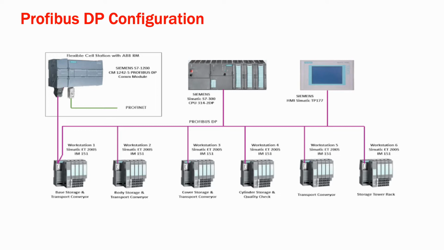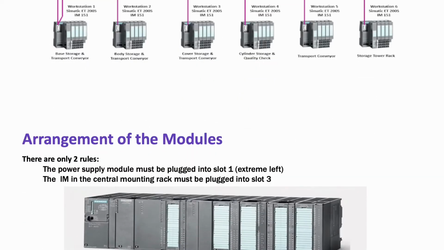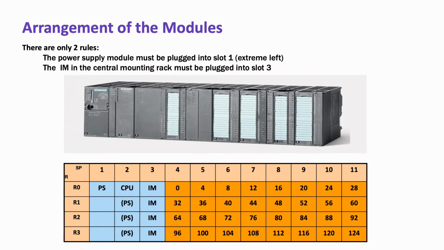Now we will see the Siemens PLC configuration. In the configuration, for arranging the Siemens modules, there are only two rules. The power supply module must be plugged into slot 1, and the IM interface module in the central mounting rack must be plugged into slot 3. You can see here there are a total of 11 slots. Slot 1 should be the power supply, slot 2 is the CPU, and slot 3 should be the interface module. The remaining modules are functional modules like input module, output module, analog input, analog output. We will see this configuration arrangement with Step 7 software.